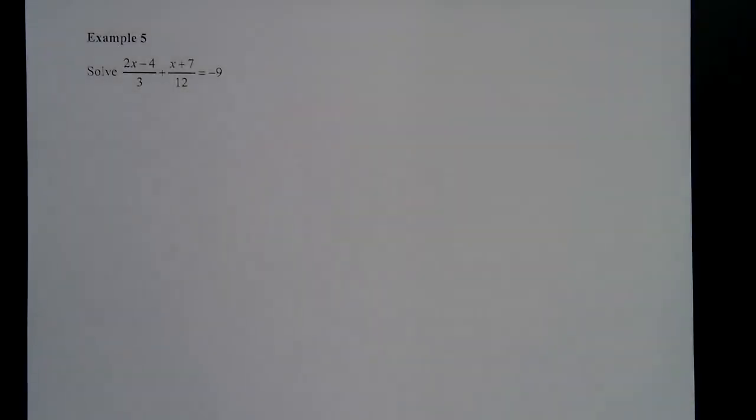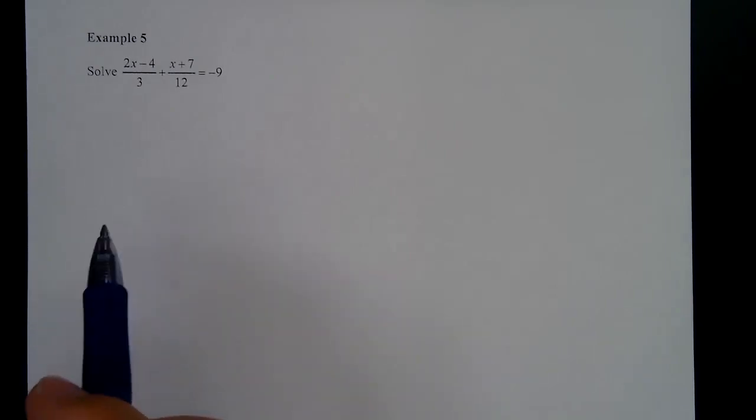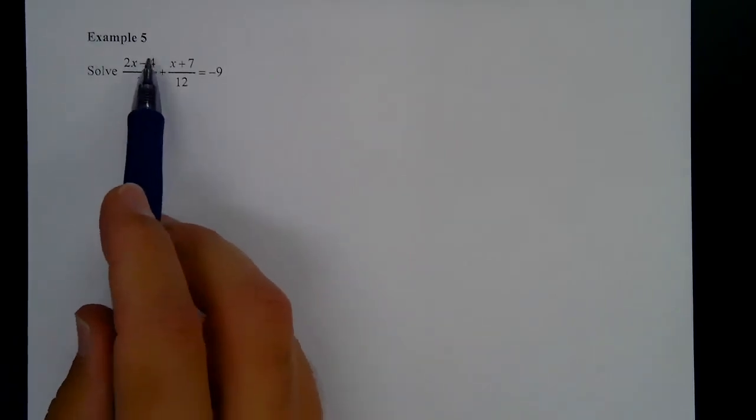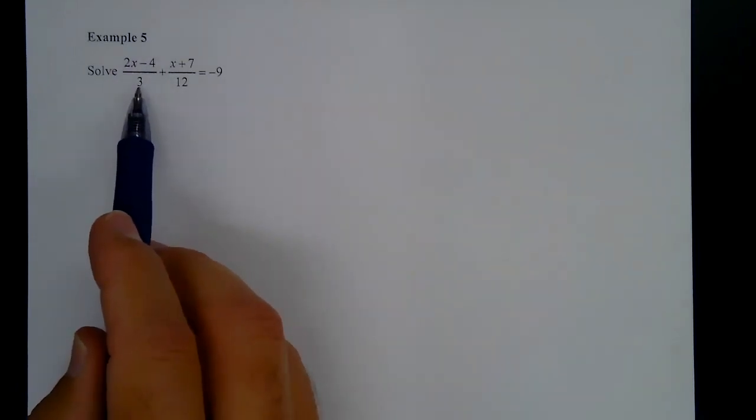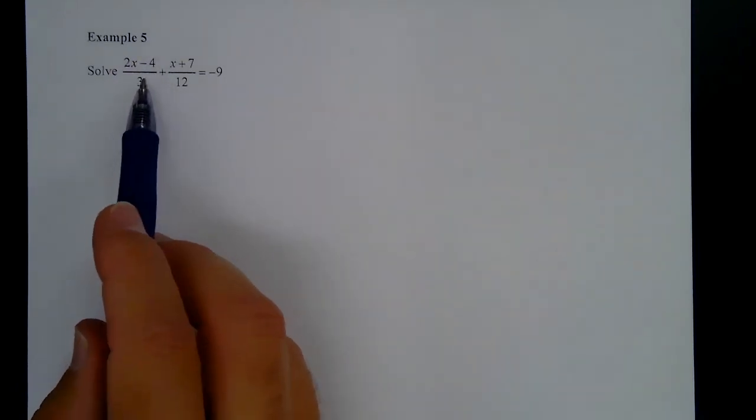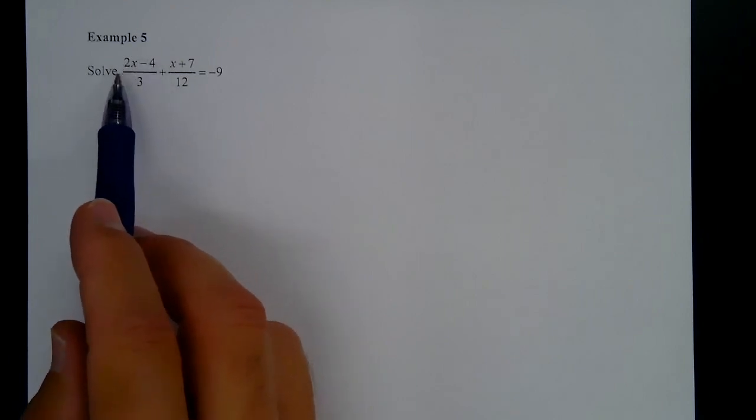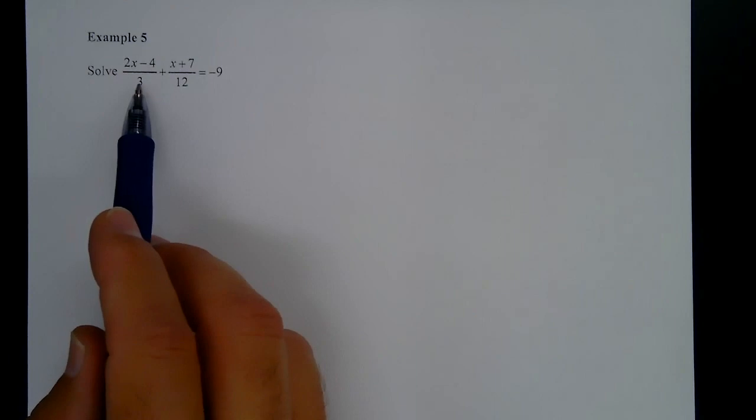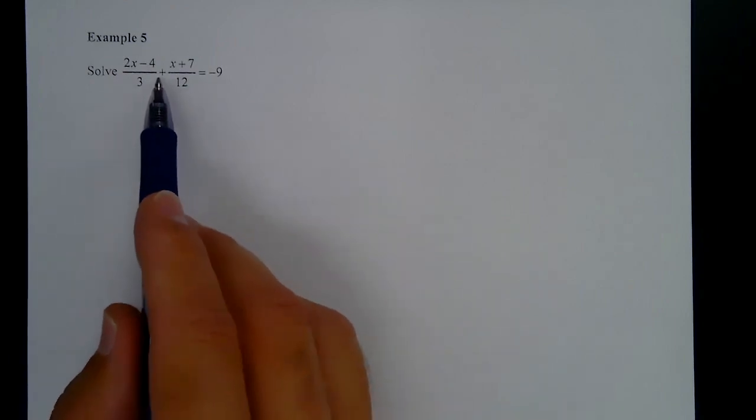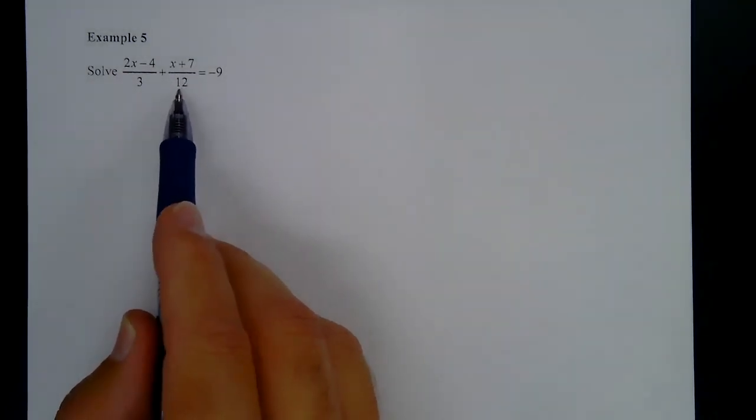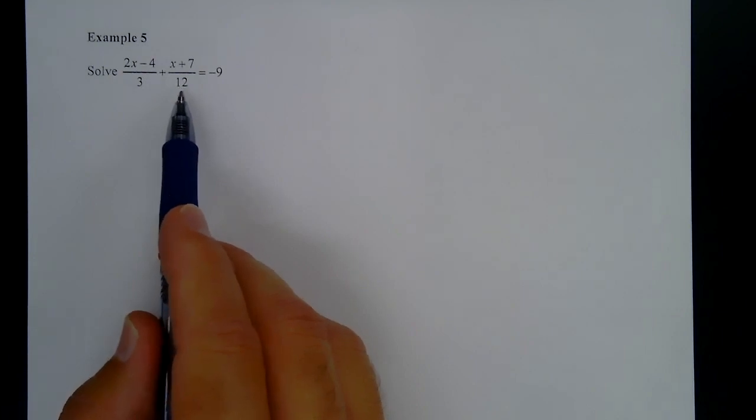So for this example, example 5, we want to solve this equation. This equation involves fractions. We have a fraction right here, and the denominator is 3. That also means we're dividing this little piece right here by 3, so we're going to need to multiply by 3 to cancel out that 3. Now, we're also adding this other fraction that has a denominator of 12, so this one we're dividing by 12.